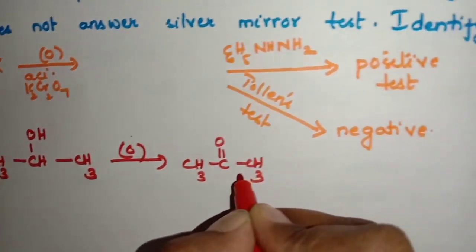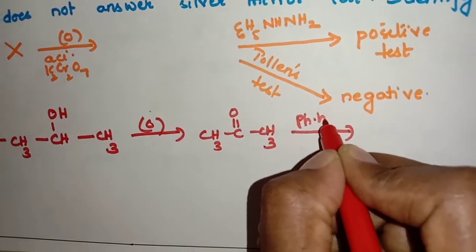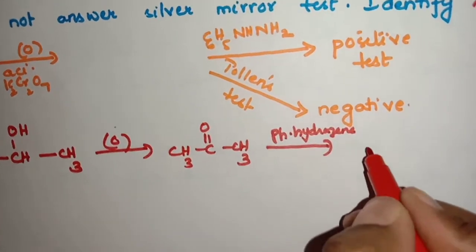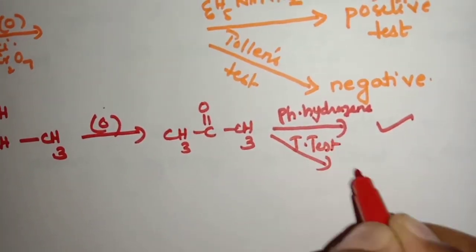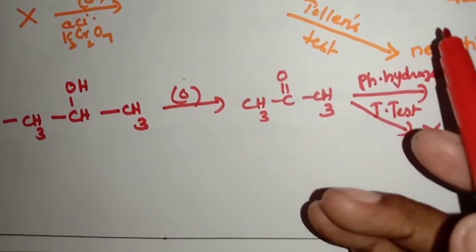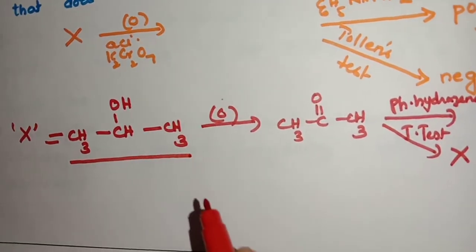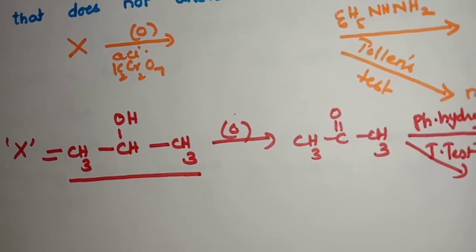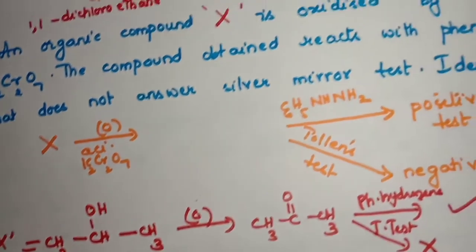Okay, so this on reaction with phenylhydrazine, we get a derivative called hydrazone, but it does not respond to Tollens' test. So what is X? X is a secondary alcohol. This is isopropyl alcohol. You are supposed to write X as isopropyl alcohol. Okay, understood? Next.